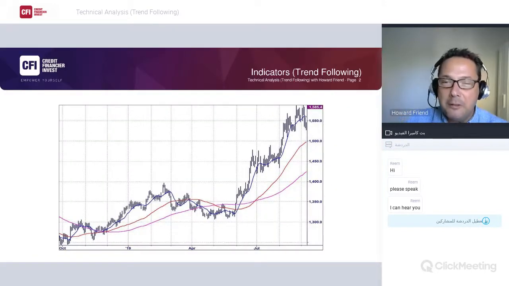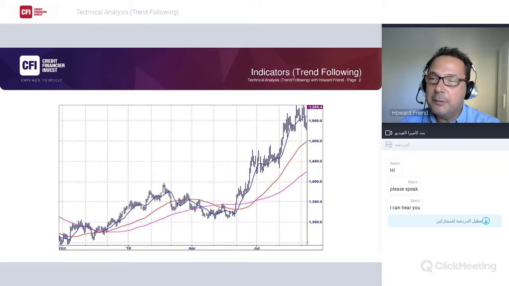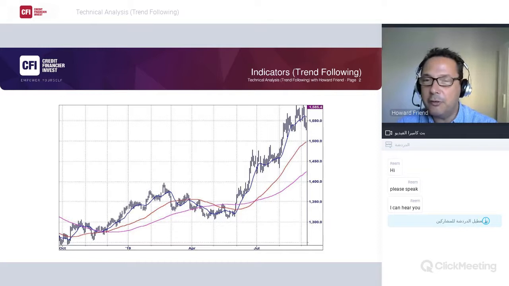As I say, we're going to be talking about trend following indicators, moving averages. I'll spend a little bit of time on moving averages. There are lots of different types of moving average, and I'll be showing you some of the ways that swing traders and trend traders like to use them.